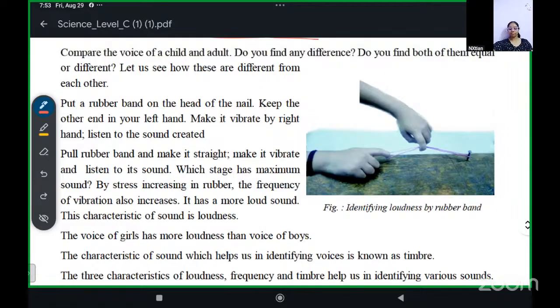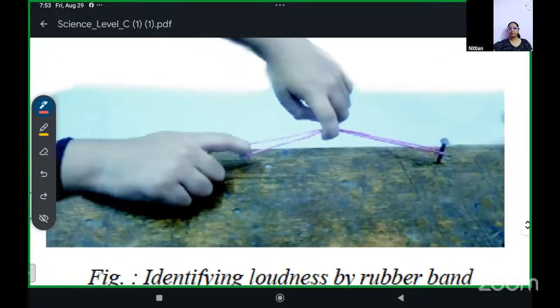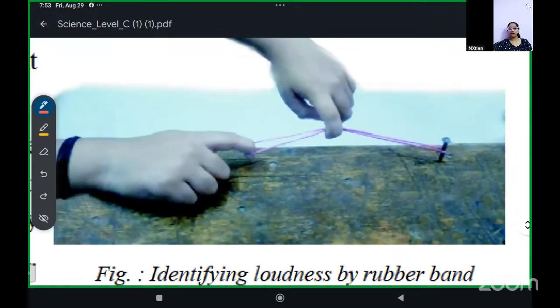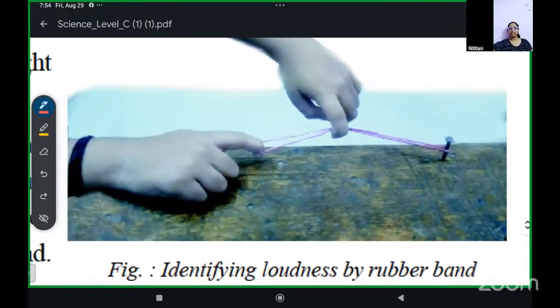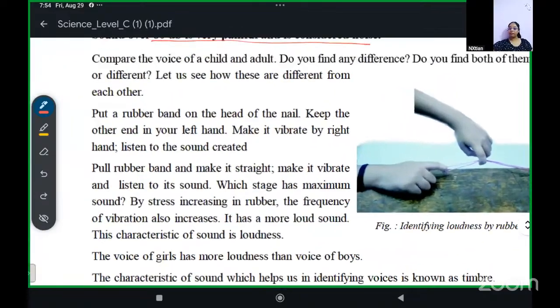Now let's see how the difference in an adult's voice and a child's voice arises. Put a rubber band on the head of the nail. Keep the other end in your left hand. Make it vibrate with your right hand and listen to the sound that is created. The vibration in the rubber band creates a sound.